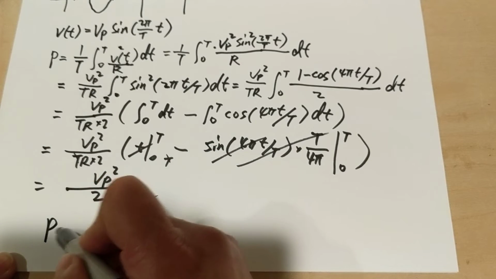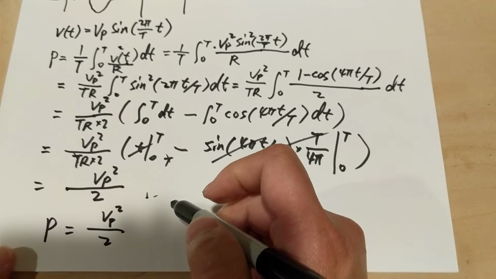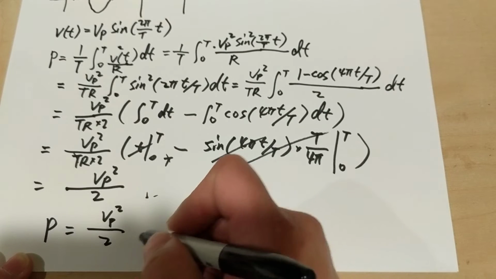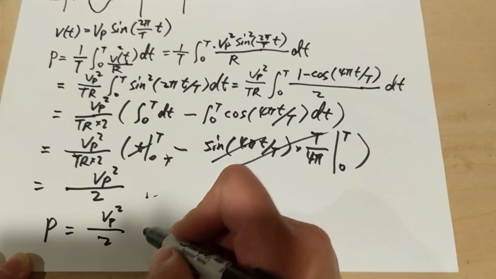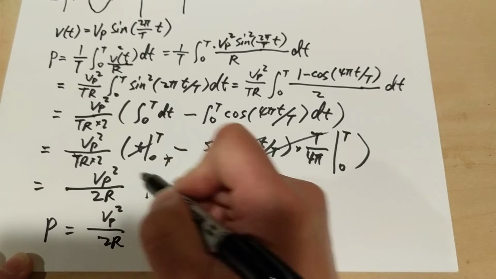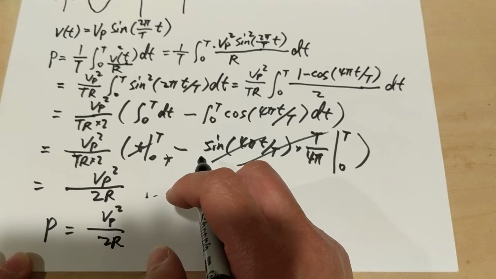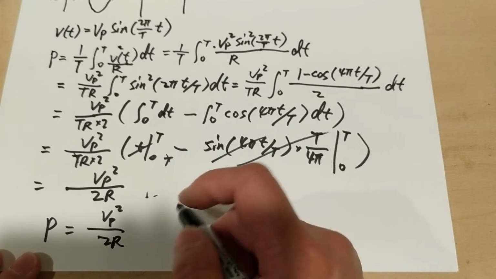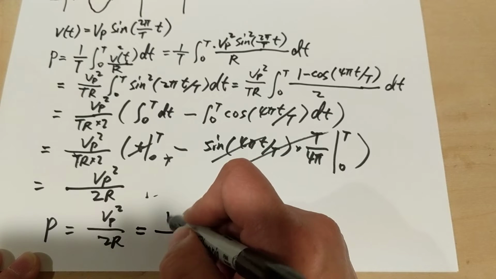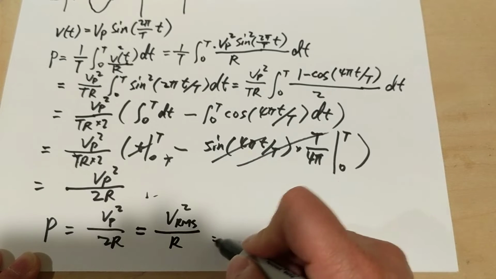We find the power equals Vp squared over 2R, where Vp is the peak amplitude. Okay, this is R here. If we use an equivalent DC voltage across the same resistance, that DC voltage is called RMS. So it's the same as V RMS squared over R.